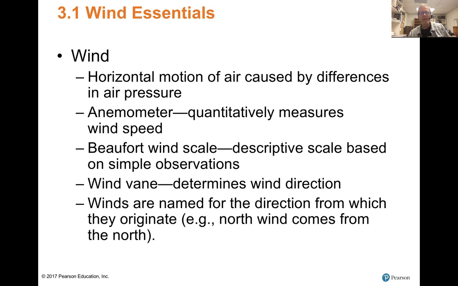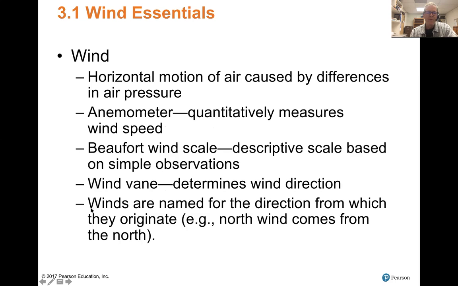Okay, now wind is just the horizontal motion of the air caused by the differences in air pressure. So different parts of the earth, and even different parts of very small areas, city blocks even, are going to have differences in air pressure. And so the wind, the motion of the air, is going to be created by the differences in that air pressure. And we can measure that by wind vanes, or especially an anemometer, which I'll show you in the next slide.